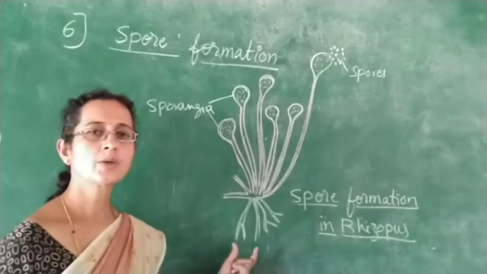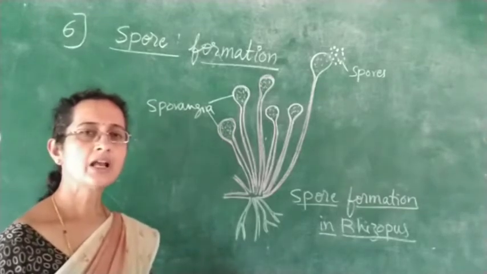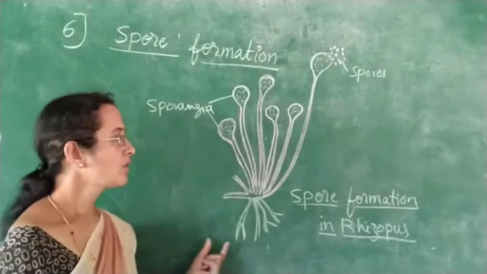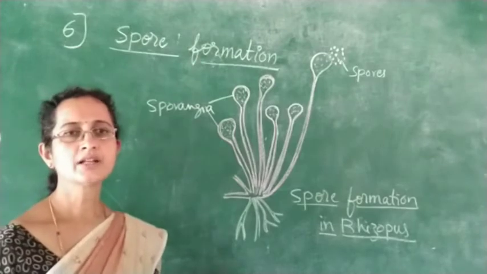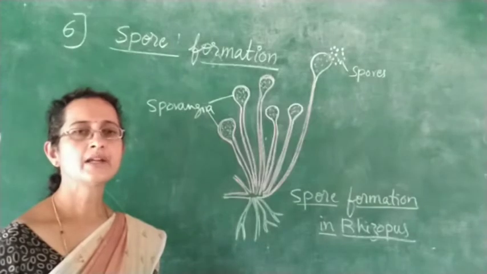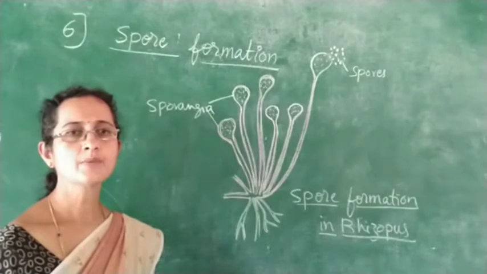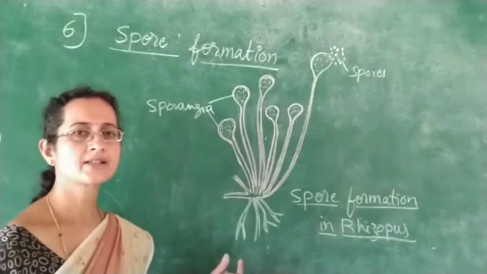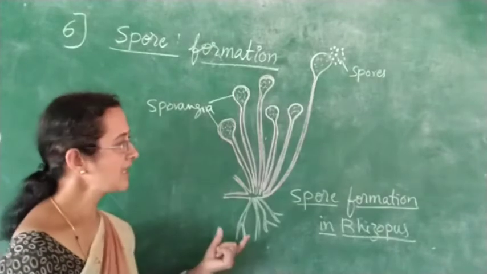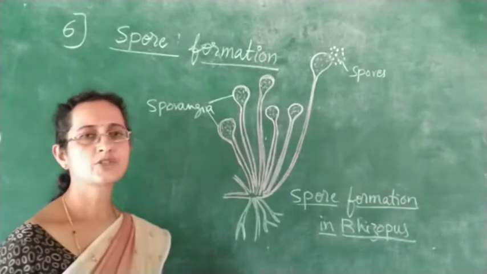So the last asexual method of reproduction involves spore formation in fungal organisms, for example in bread mold or rhizopus. You are seeing this method of reproduction, that is spore formation. When you keep a piece of bread which is moist in the dark for a long time, it develops certain thread-like structures. When you observe those thread-like structures under a microscope, you will see an organism like this. It is nothing but bread mold or rhizopus.